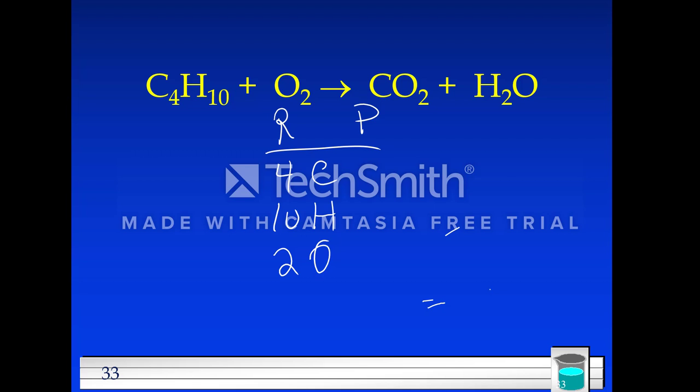On my product side, 1 carbon, 2 hydrogens, and here's the tricky part. O shows up twice, so there's 2 here and 1 there, that's a total of 3.